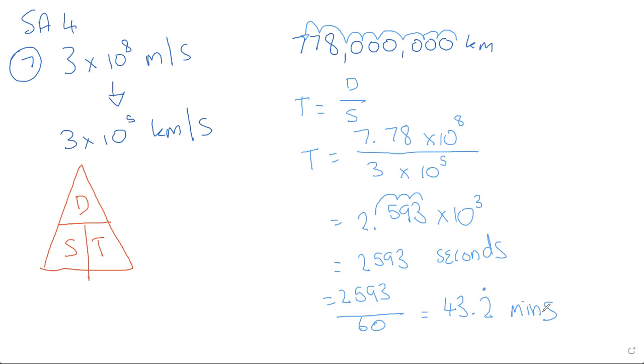Now, this question does ask for 3 significant figures, so you don't need to write this repeating, because 3 significant figures just means 3 numbers where the first one is not 0. So that would be fine, 43.2.